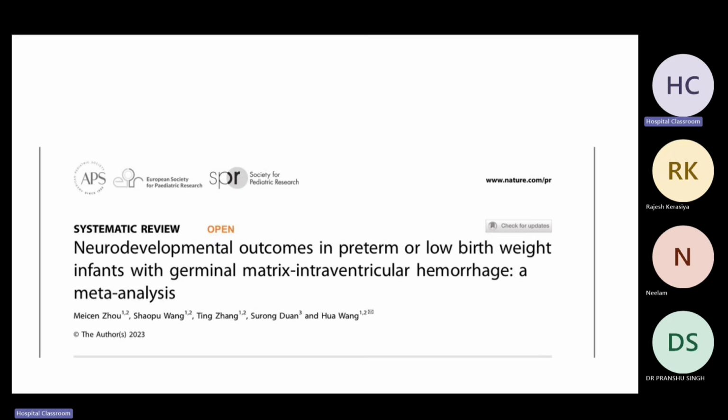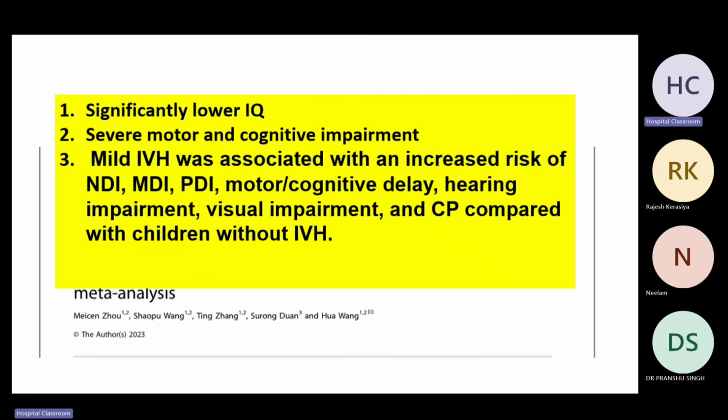So what are the problems these children have? So they usually have a significantly lower IQ. They have motor and cognitive impairment. They even a mild IVH. So sometimes we see a lot of babies who have a grade 1 IVH which over a period of time resolves spontaneously. We don't do any change in the treatment for these babies. But even a milder IVH is associated with motor or cognitive delay, hearing impairment, visual impairment, and more chances of CP as compared to a child without IVH.